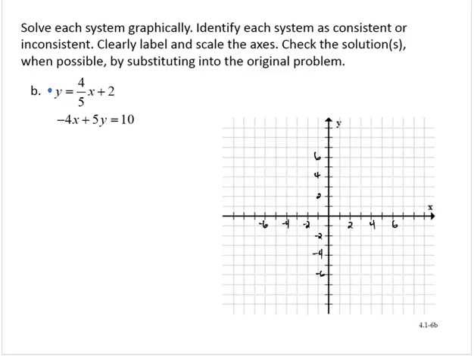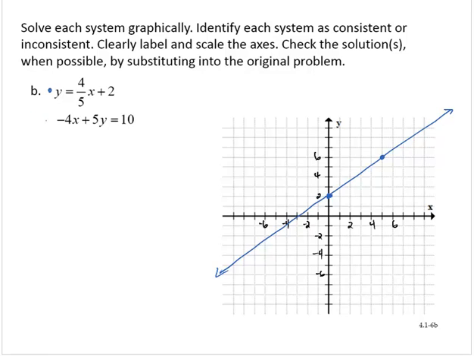Alright, so we have a y-intercept of 2. Let me plot that. And then the slope is 4/5. So let the line rise 4 and run 2, 3, 4, 5. That would be a second point. And I'll use those 2 points to draw the line. So there's the line.